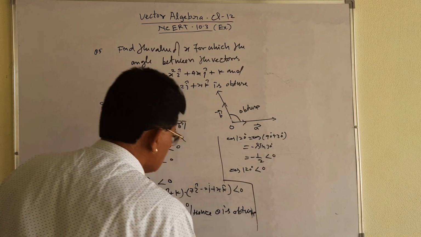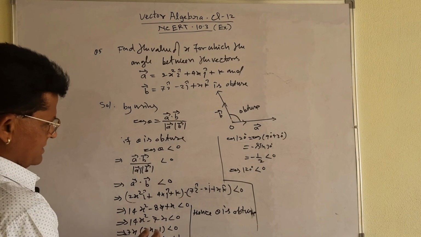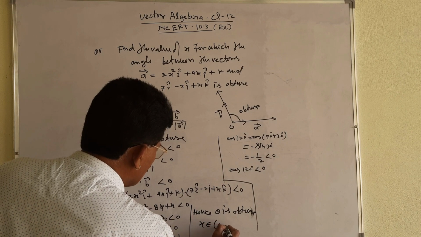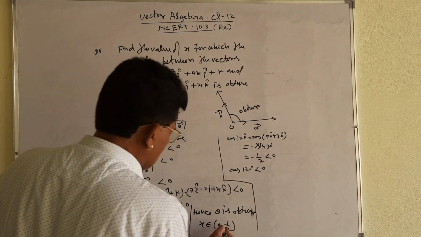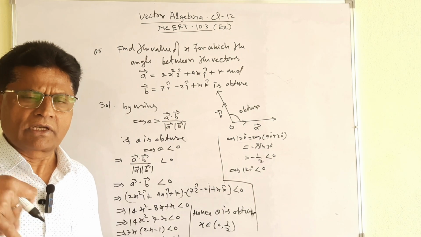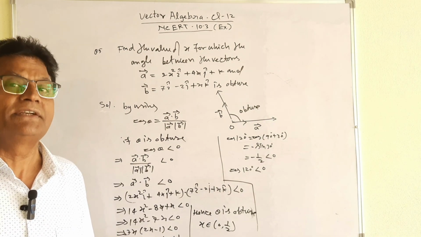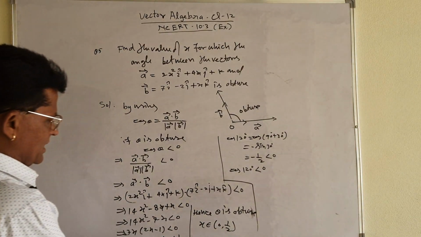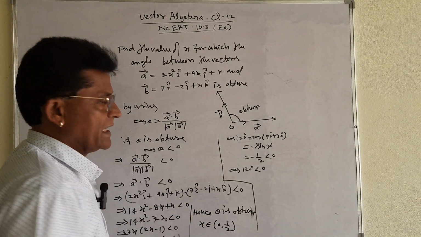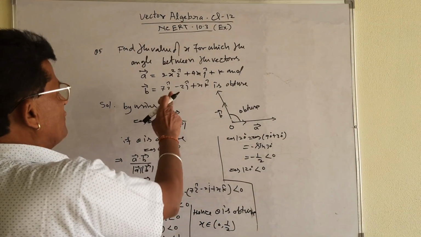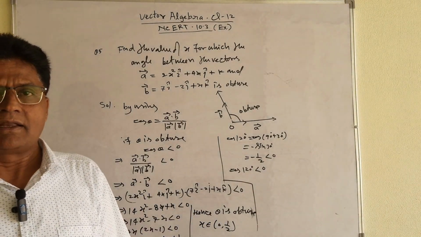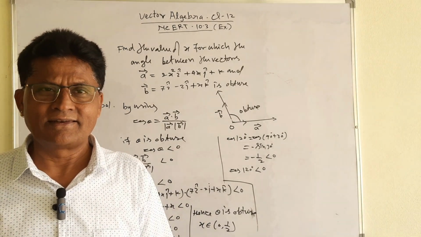When will theta be obtuse? Look here: theta is obtuse if x lies between 0 and 1/2. I have written an open interval; watch the Class 11 video on sets for open interval and closed interval, where I have discussed everything in detail. This is the open interval, which means 0 and 1/2 will not be included, and the rest of the values between 0 and 1/2 will be there. If the value of x is between 0 and 1/2, then the angle theta will be obtuse. This is the important question I have discussed with you.